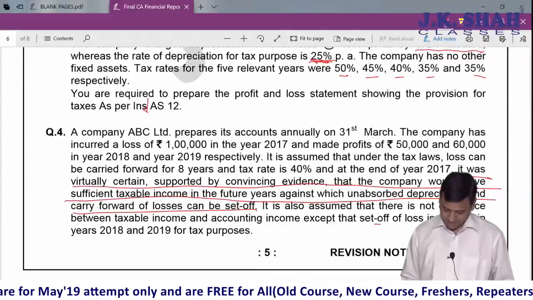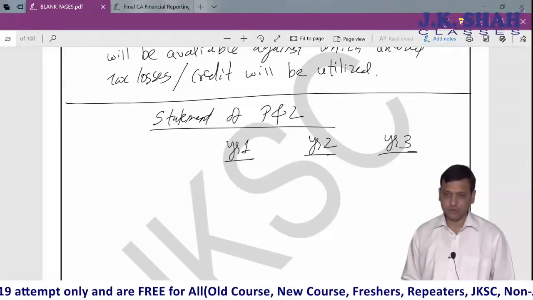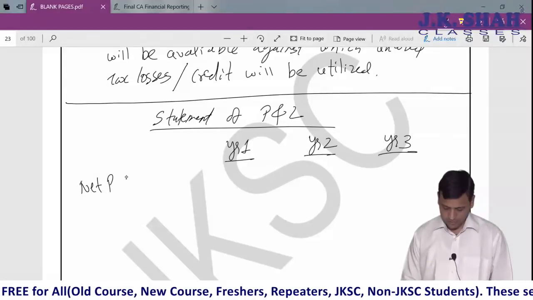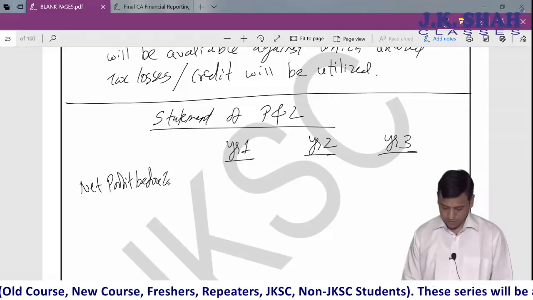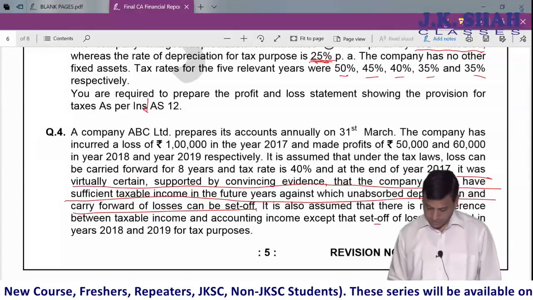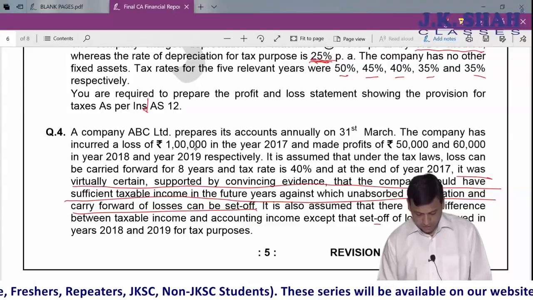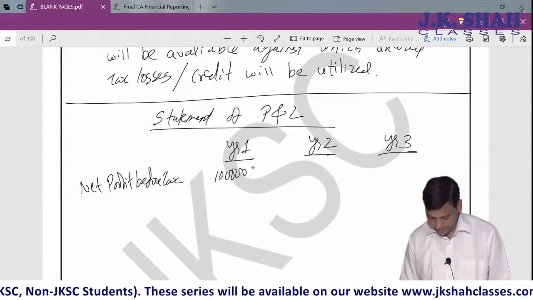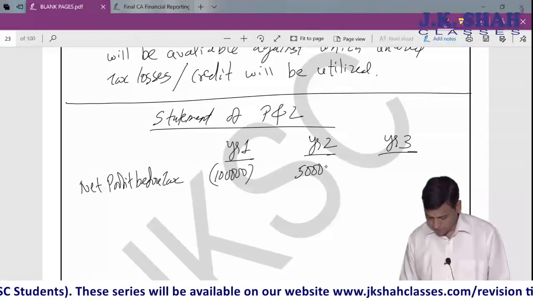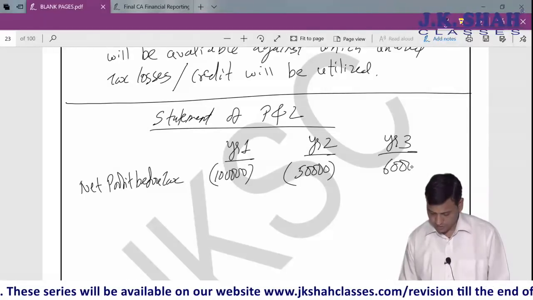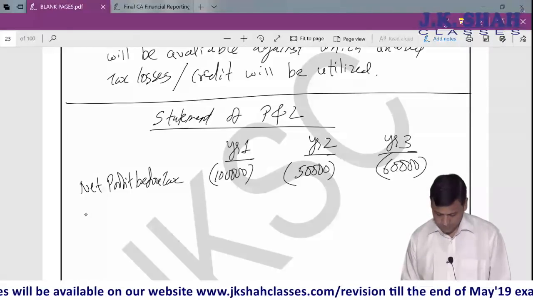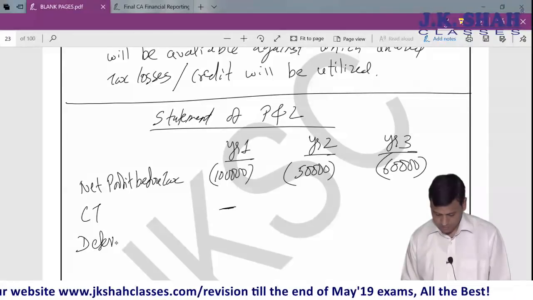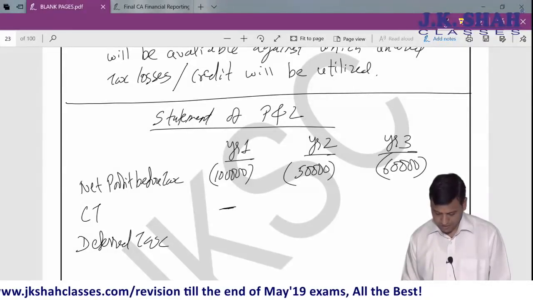Now that is 2017, 2018 and 19, year 1, year 2, year 3. What is net profit before tax under accounts? Can I say the company incurred a loss of 1 lakh, 50,000 profit, 60,000 profit. 1 lakh is a loss, 50,000 is the profit, 60,000 is the profit. Current tax, here I can say dash. What will be the deferred tax? Let's work out.